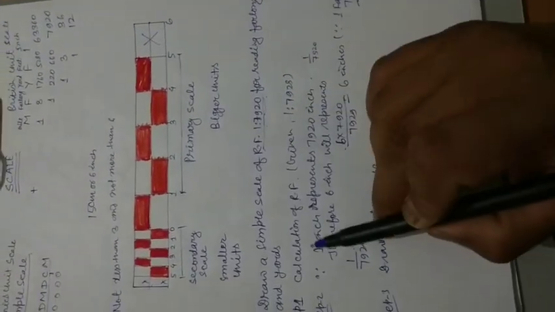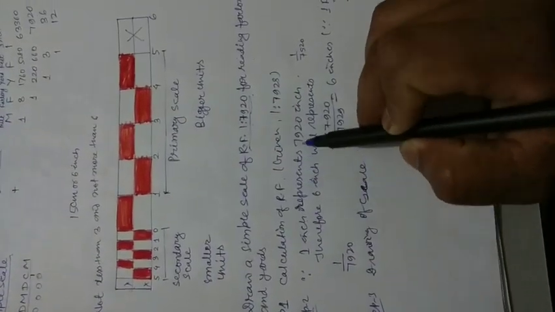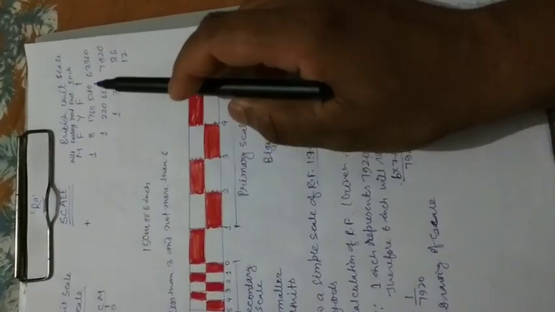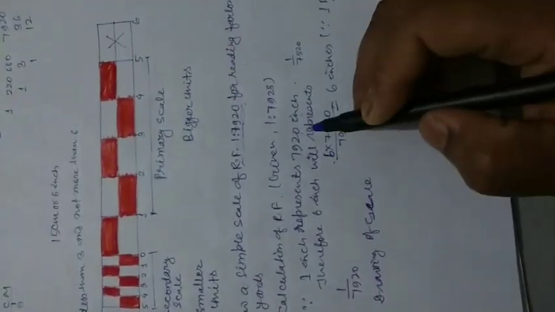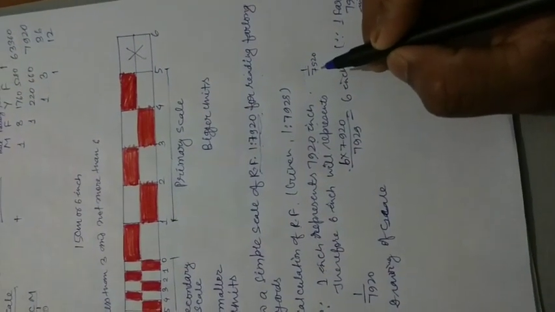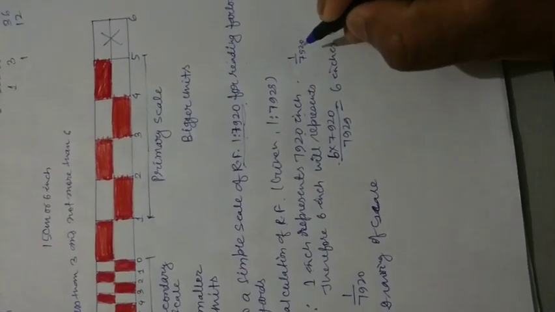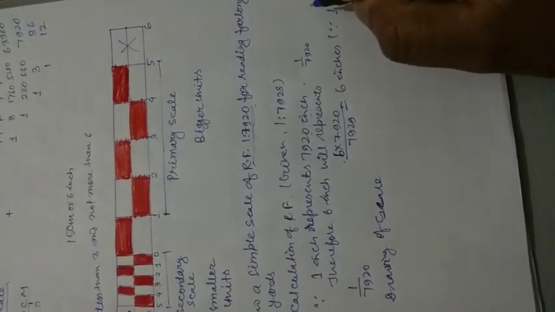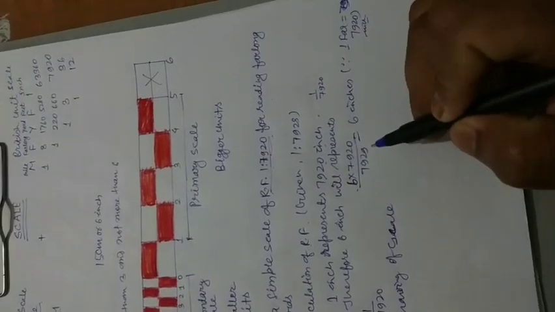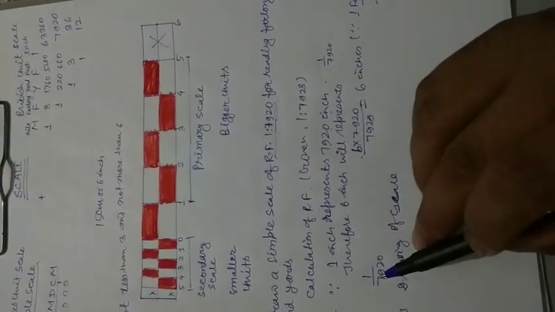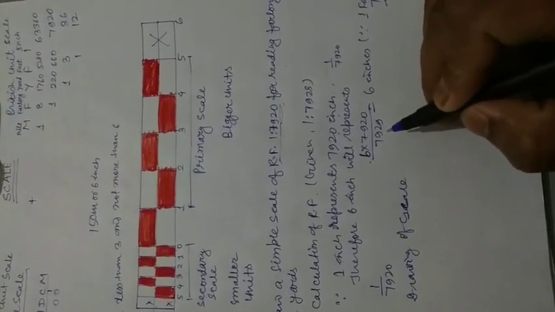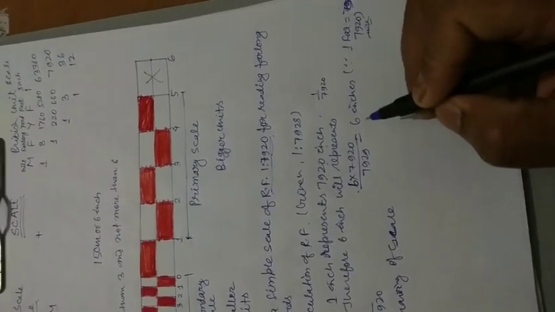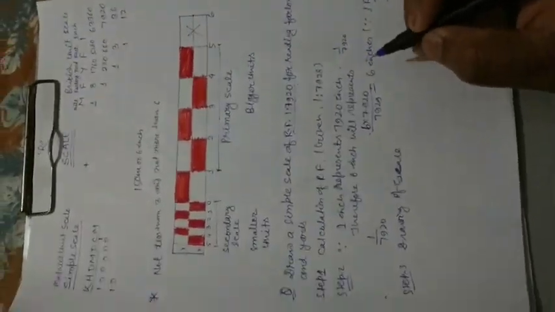This is RF. Since 1 inch represents 7920 inches, and 1 furlong is equal to 7920 inches, that means RF will be 1 upon 7920. And this is for 6 inches we represent here. So we can write like that, 6 into 7920 divided by 7920. This is equal to 6 inches. This is actually the unitary method of mathematics.